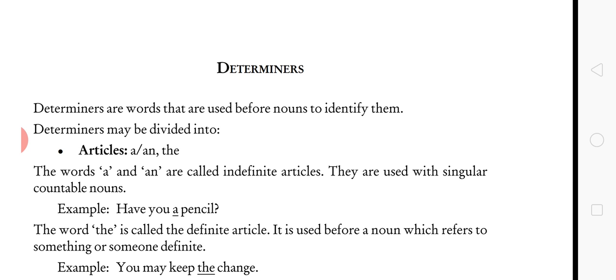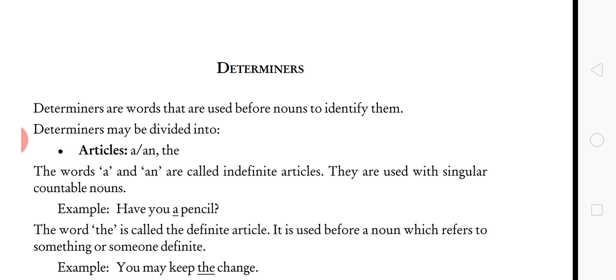There are almost 50 determiners like a, an, the, this, those, that, etc. But determiners may be divided into four different kinds. First is called articles. What are articles?